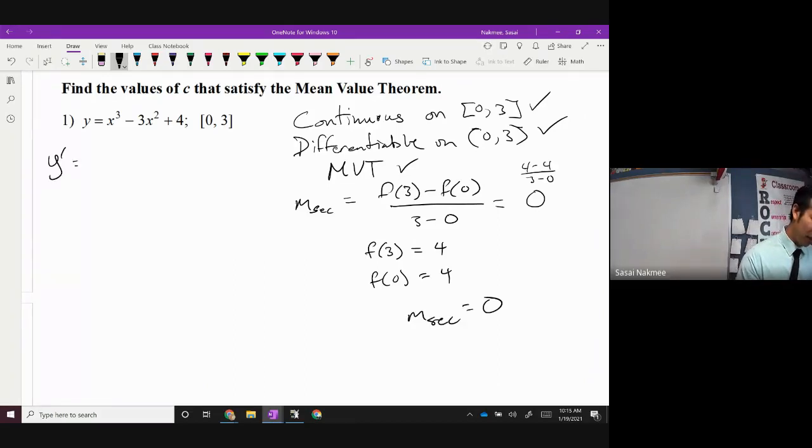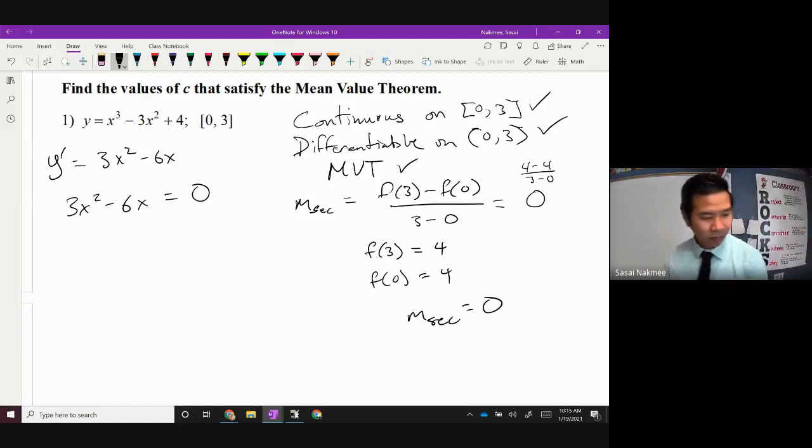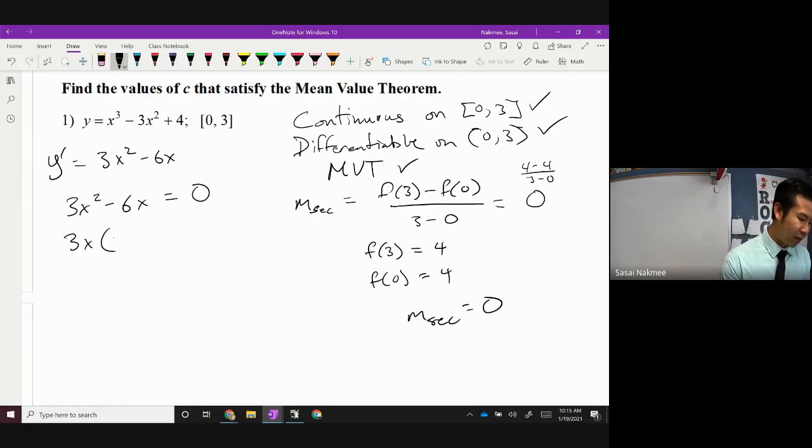The derivative of this function y, taking the derivative of both sides, is 3x squared minus 6x. We're just looking for when this equals 0. You can solve this by factoring. A 3x factors out, and you're left with x minus 2, equal to 0. I end up with two values: x is equal to 0 or x is equal to 2.